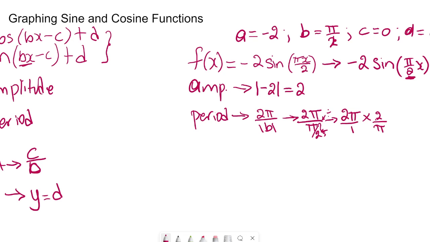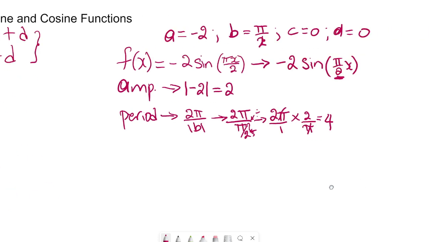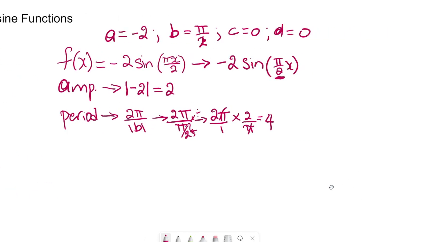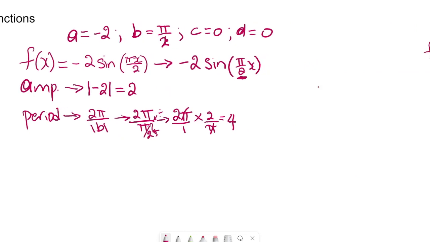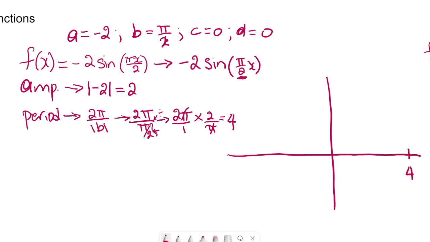We can put this 2 pi over 1, and cancel what's common, our pi. So this is telling us that the period for this function is going to be 4. So what that means is we're going to have a length. Let's fill these things in as we go. If we are to graph this function, my function is going to have a length of 4, but maybe not from 0 to 4. We need to know where the starting point is first.